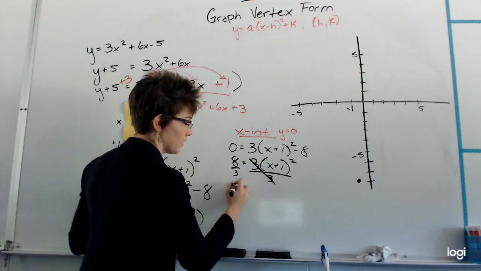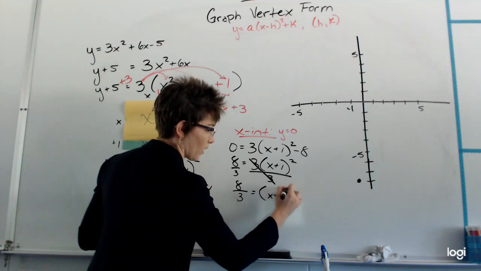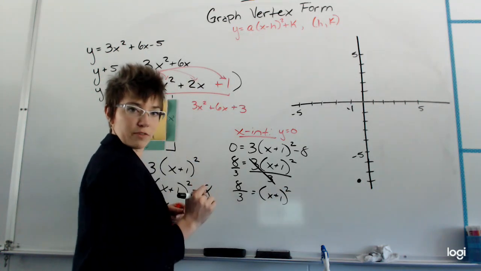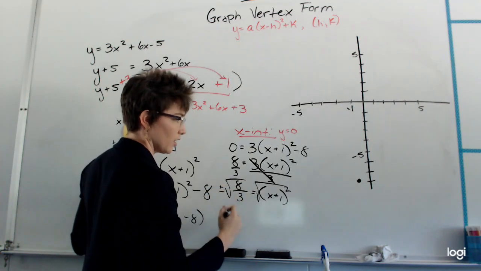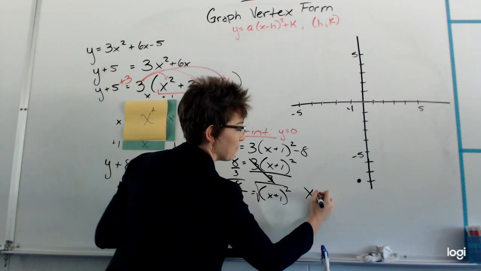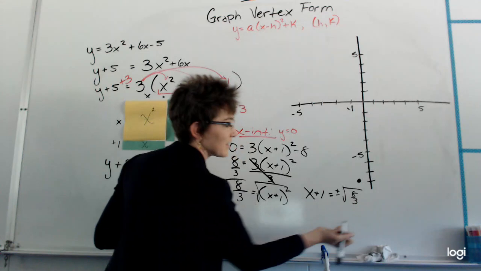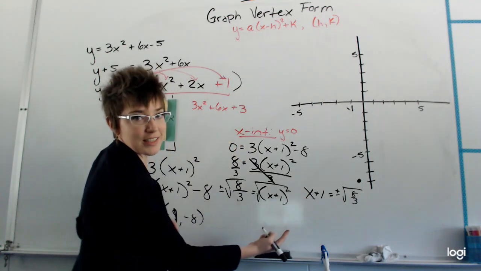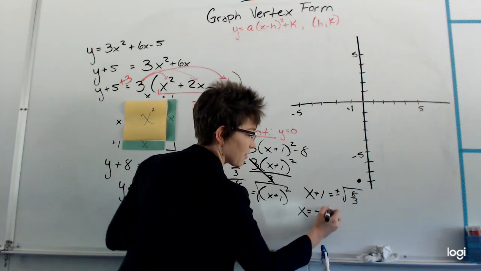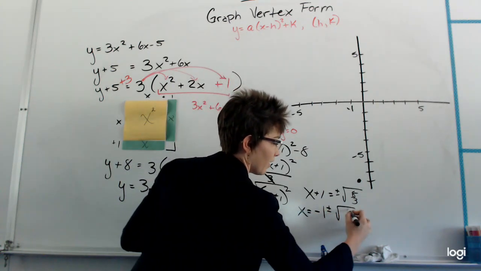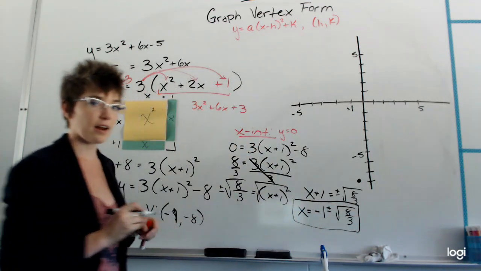So those are gone. So I now have 8/3 is equal to x plus 1 squared. I know, it's just beautiful. Square root of both sides. Yeah, it's getting even nicer. Okay, so I have x plus 1 is going to be equal to plus or minus the square root of 8/3. And then to finish solving and isolating, I need to subtract that 1 to the other side. Don't panic, it's just math. Okay, so there is my beautiful set of x-intercepts.